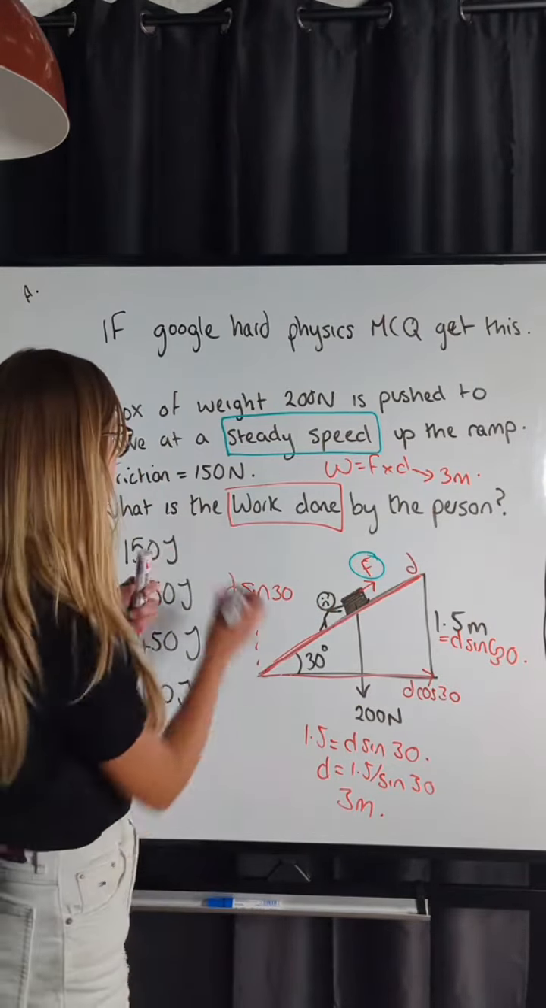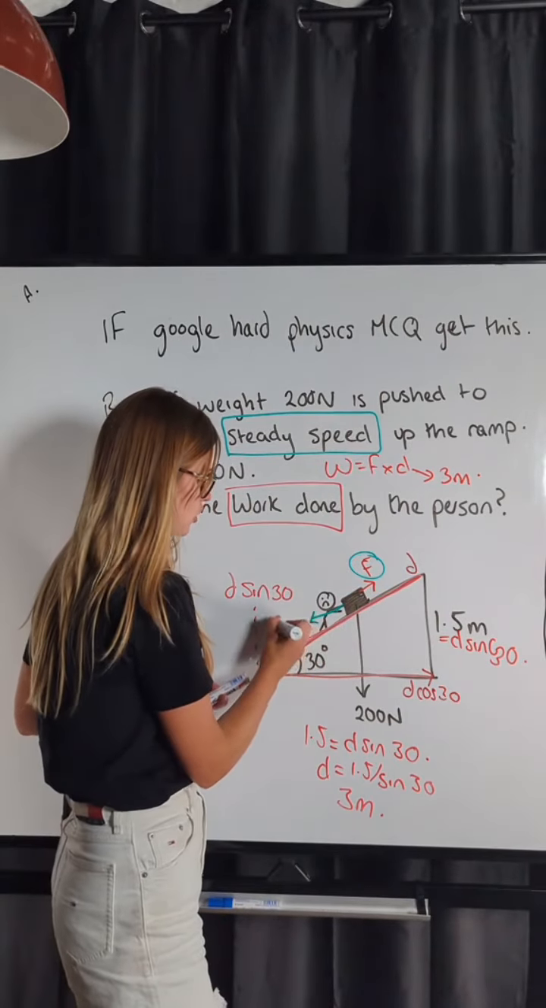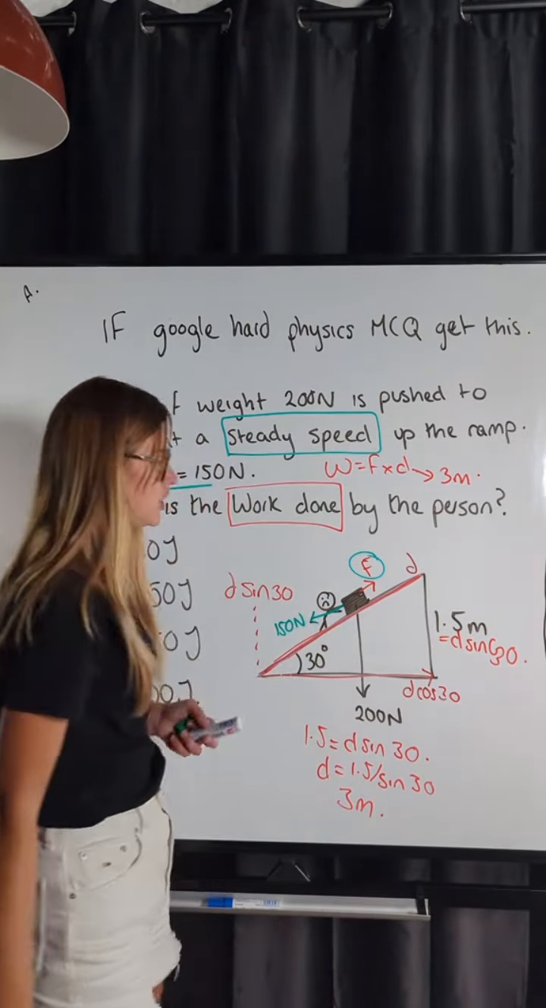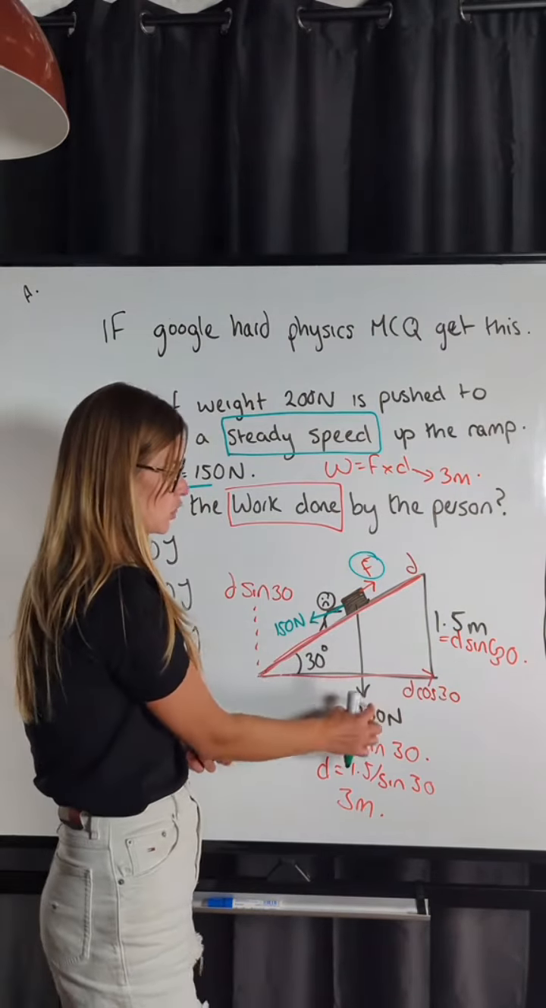Now we're told that there's friction. So if a person is going to go up the slope, friction is going to act down the slope, 150 newtons. But hopefully you're seeing that's not the only force acting down the slope. We've got this box here that's got some weight.